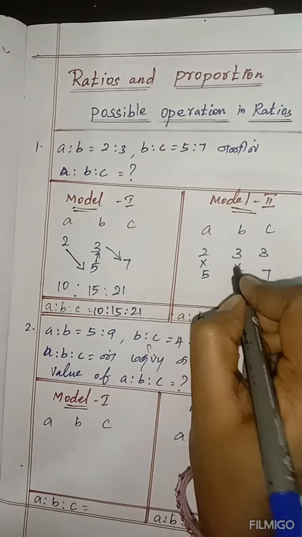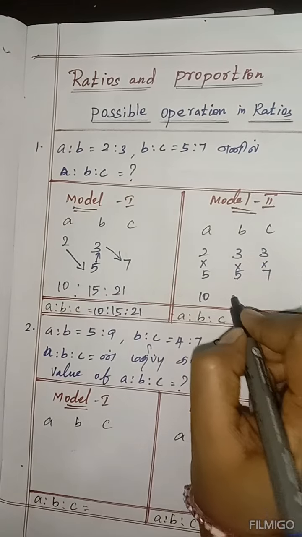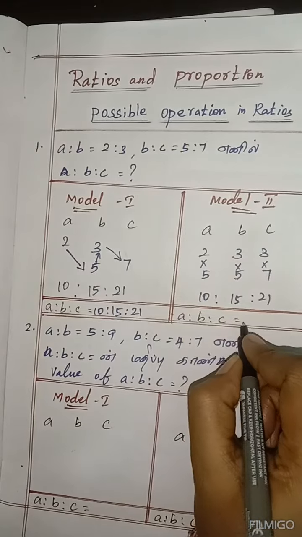And both, up and down, should multiply. And writing down, 5 2s are 10. 3 5s are 15. 3 7s are 21. Same answer we will get.